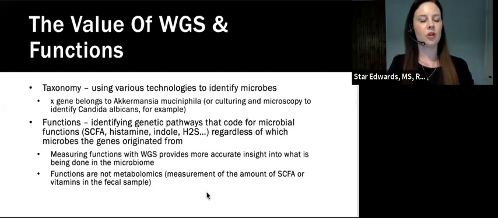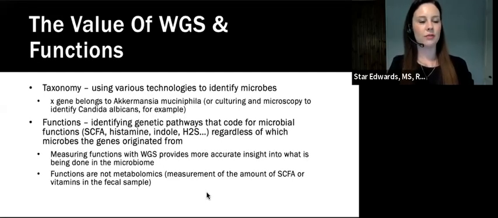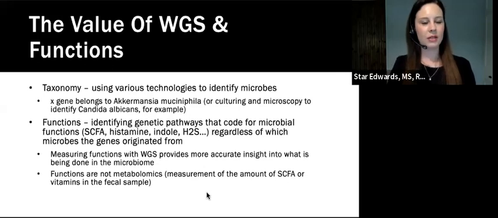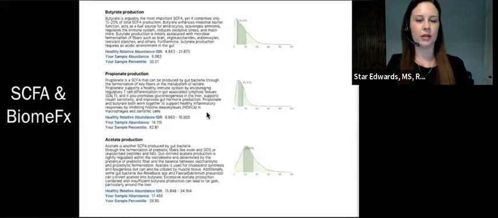What functions are not? They're not metabolomic. So we're not measuring how much short chain fatty acids are actually in the fecal sample. We don't know how many vitamins are actually in the fecal sample or how that is translating to what we have systemically. We're measuring the bacteria genes that code for those functions and what those bacteria are capable of doing. So keep that in mind as we go through the next few slides.